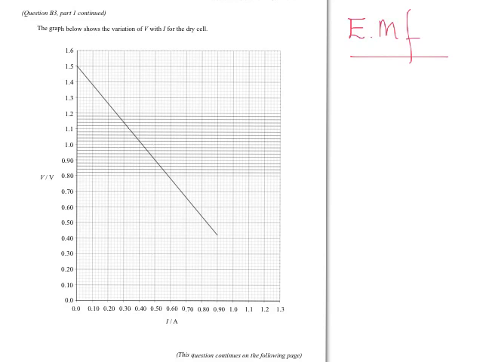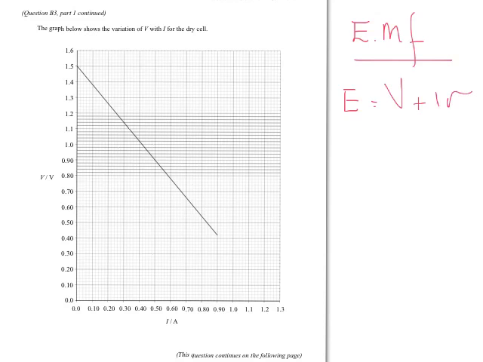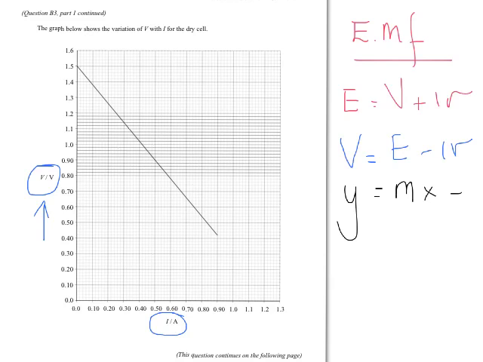Now if you have to find the EMF, if we look at our internal resistance equation, E equals V plus IR. But that's not really relevant to our graph, because what have we got on our graph? We've got on the x-axis current, and on the y-axis we've got voltage. So let's rearrange that so that voltage is the subject of the equation. So we have V equals E minus IR. If we linearize that, y equals mx plus c.